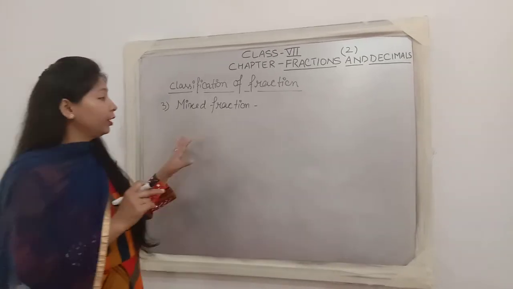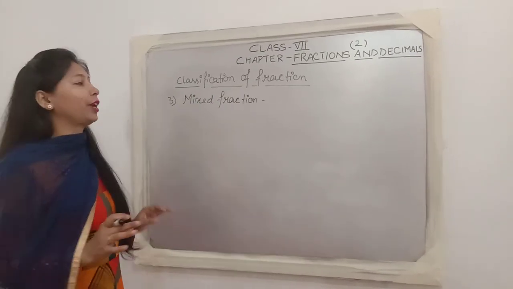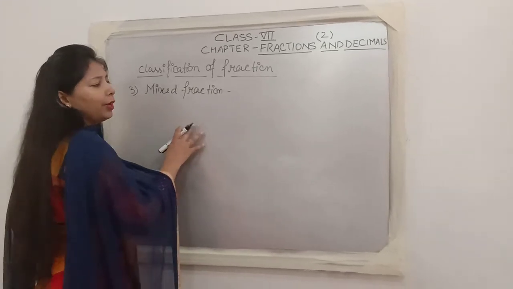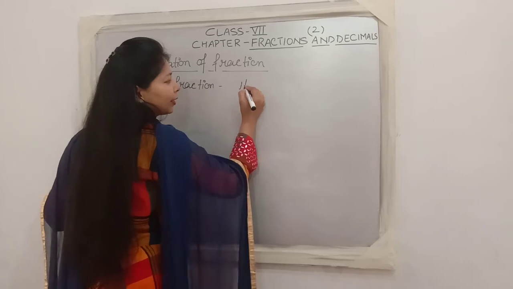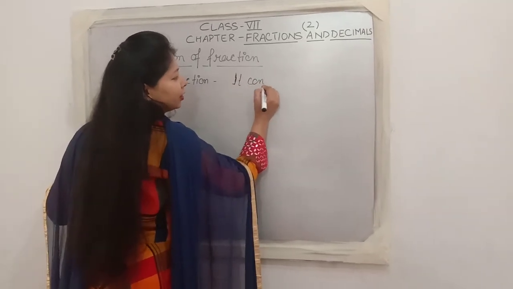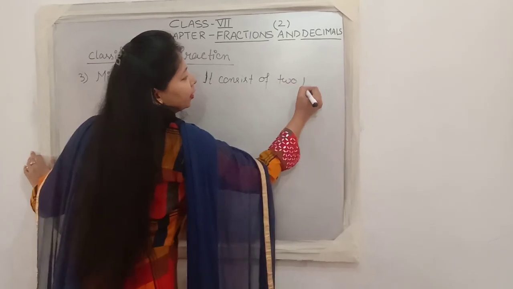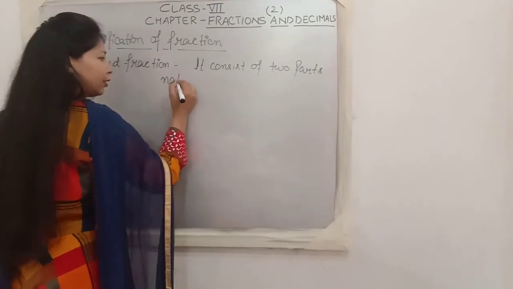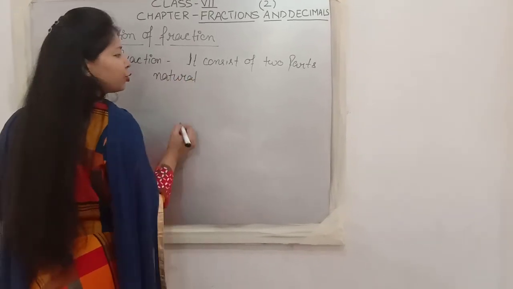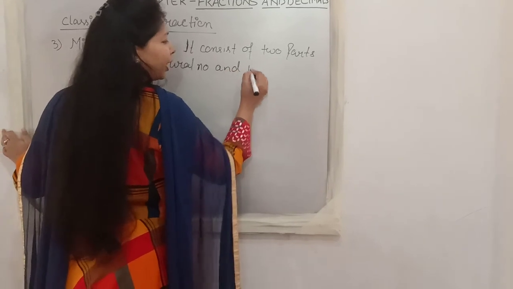First we have learned about the proper fraction and the improper fraction, and now the mixed fraction. Now what is a mixed fraction? A mixed fraction consists of two parts. One is the natural part. आप लिखेंगे, it consists of two parts: a natural number and a proper fraction.